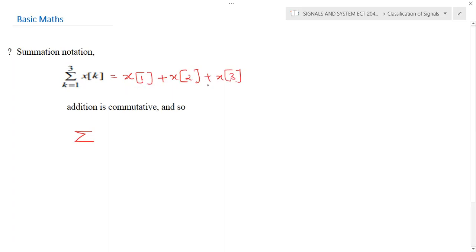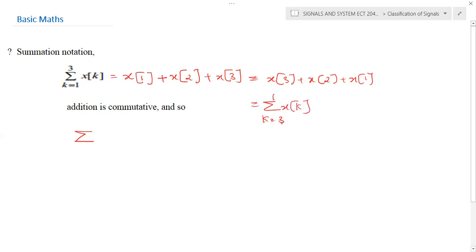In order to avoid this lengthy expression, we are using this simplified summation notation. So you need to know how to evaluate or elaborate this summation formula, and also how we can simplify a lengthy equation, like the sum series, into a simple summation formula. Here you can see the addition is commutative. That is, you can also write the reverse order, because x of 3 plus x of 2 plus x of 1 are equal. So I can write this expression like this: sigma k equal to 3 to 1 of x of k.